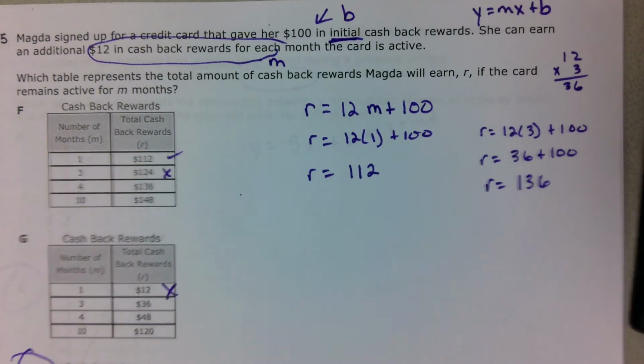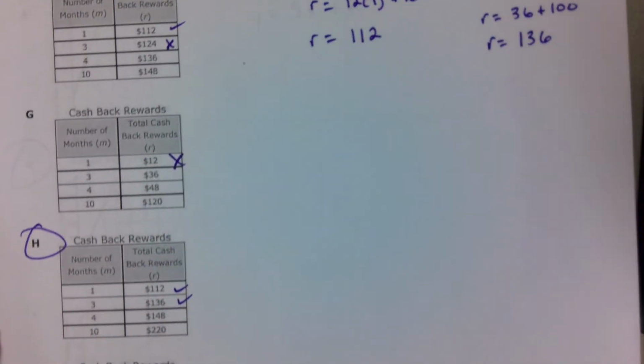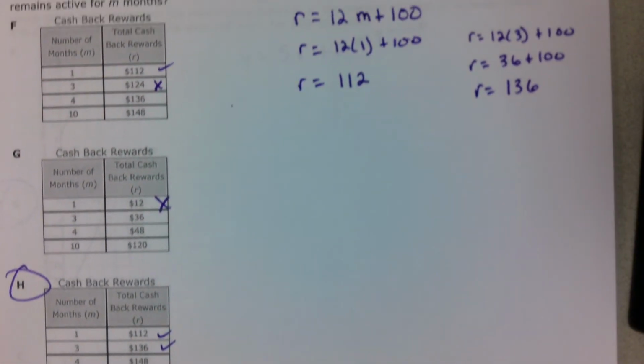Number 15, Magda signed up for a credit card that gave her $100 in initial cashback rewards. She can earn an additional $12 in cashback rewards for each month the card is active. Which table represents the total amount of cashback rewards Magda will earn, R, if the card remains active for M months? So again, I looked at my tables and they all go up 1, 3, 4, and 10.